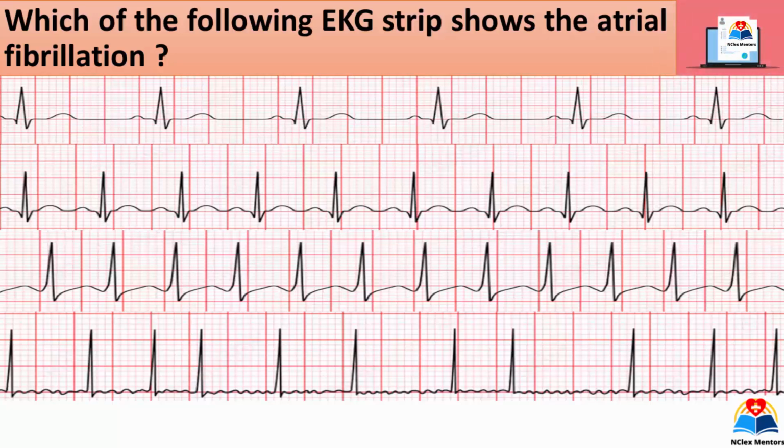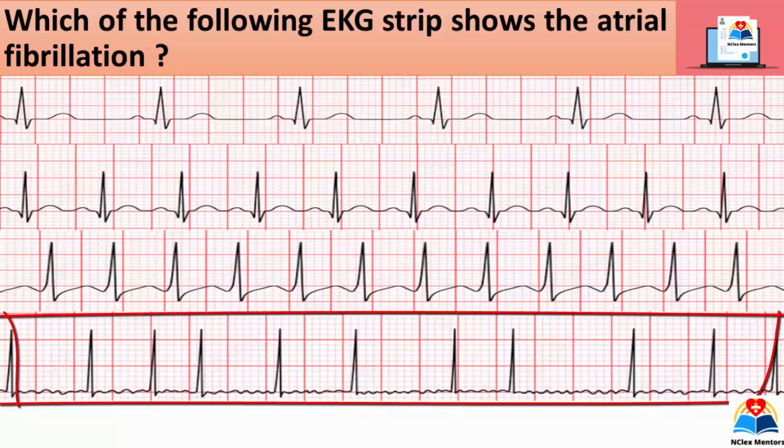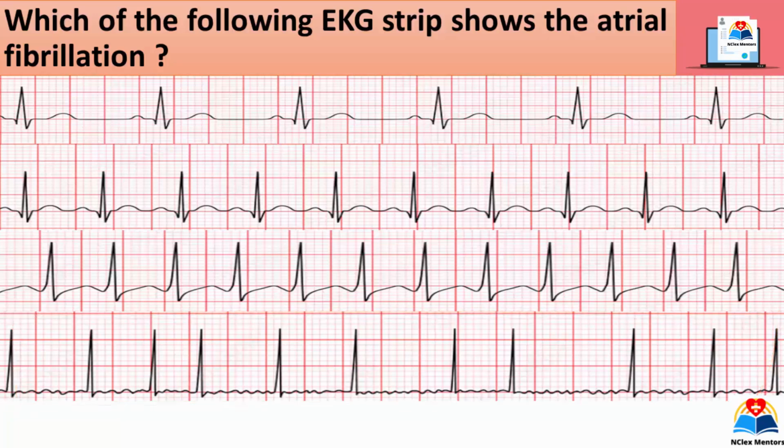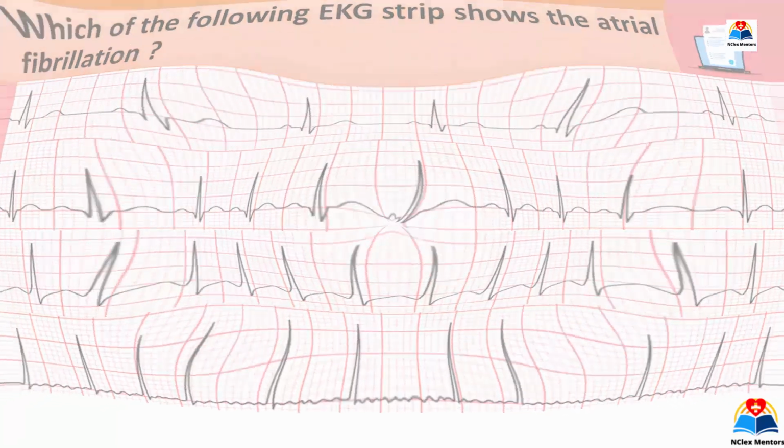The first strip is for normal sinus. The second is for sinus tachycardia. The third is for supraventricular tachycardia, and the correct answer is the last option. We know that supraventricular tachycardia has a regular rhythm and shows frequent QRS complexes. So you won't see many other waves in between these QRS complexes in supraventricular tachycardia.